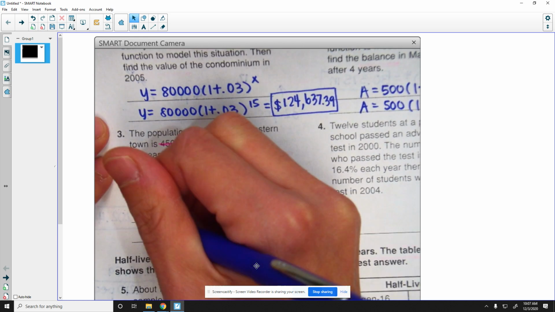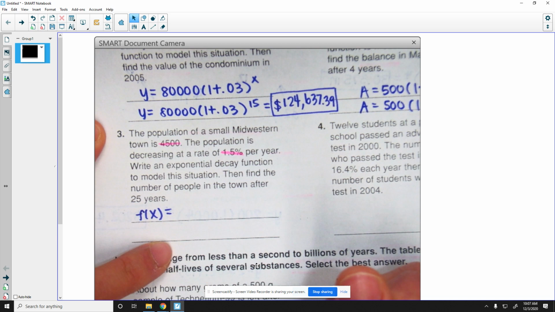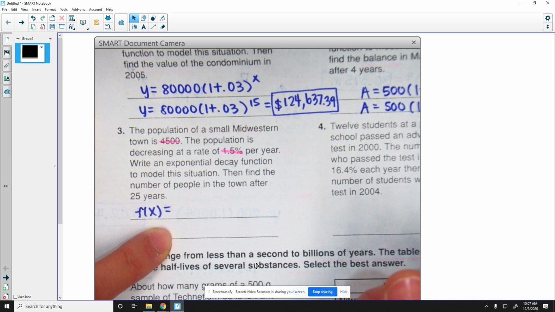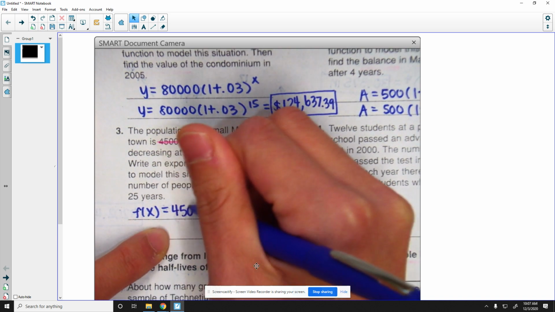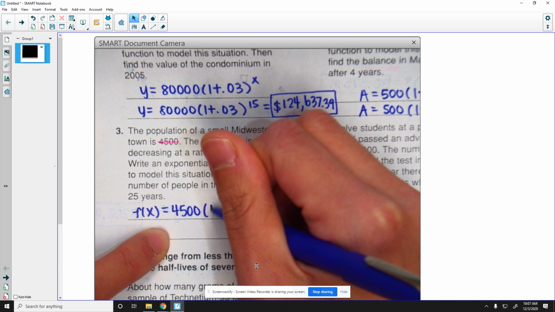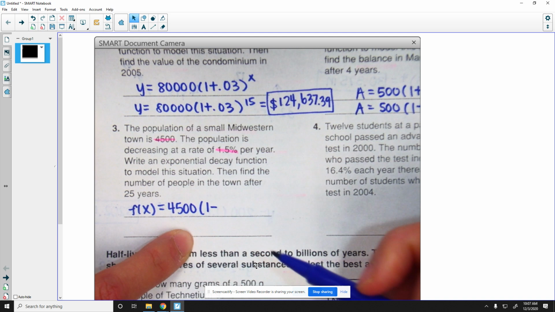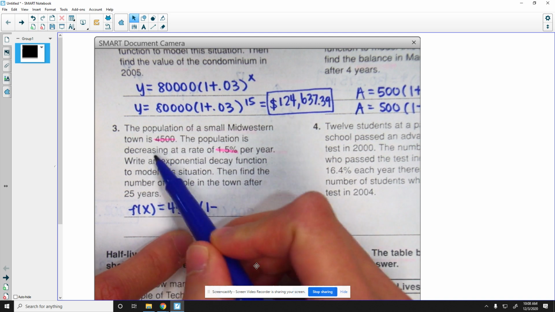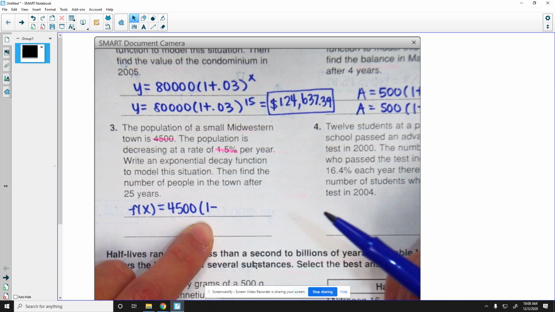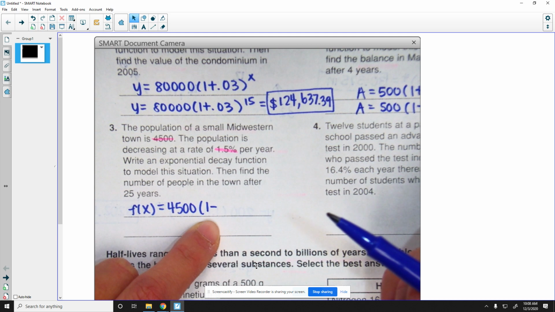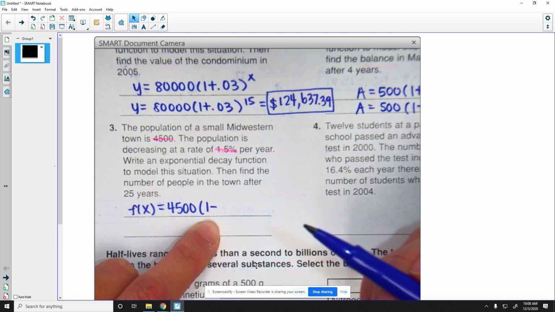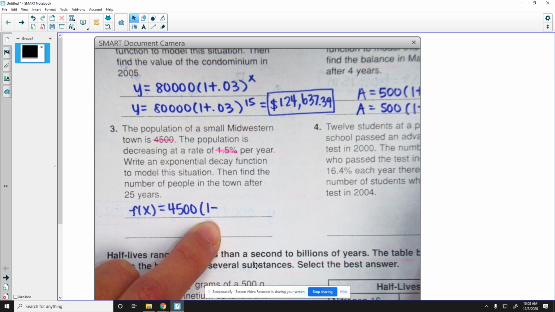So I have f of x or y equals, all right, Reed, what is A? Okay, parentheses. 1, Reed, is it plus or minus? Why is it minus? Yes, and also because it says decreasing. Okay, Reed, what is R? Is it 15?